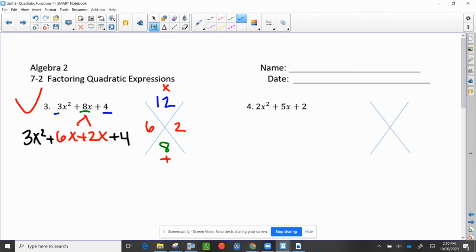Okay. So I'm going to go ahead and group now. So this first group, we have 3x squared and a 6x. So I can take a 3 out, and I can take 1x out. That's going to leave me with x plus 2 left over.